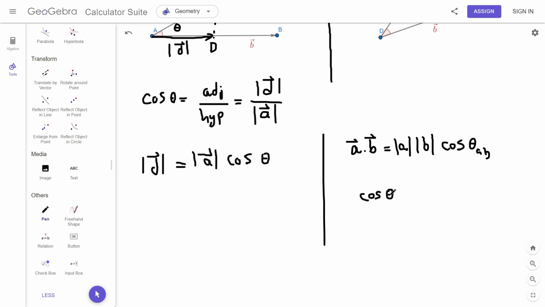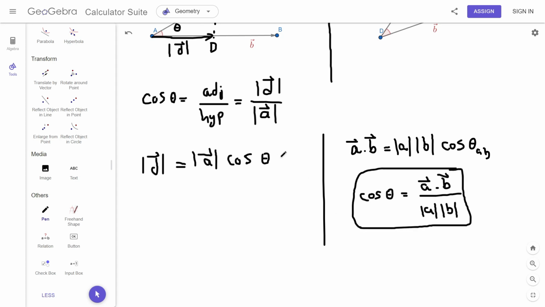So the equation simplifies to the cosine of theta equals the dot product of vectors A and B divided by the magnitudes of both vectors. Now let's take this equation and substitute it into the first one. Let's denote it as equation 1.